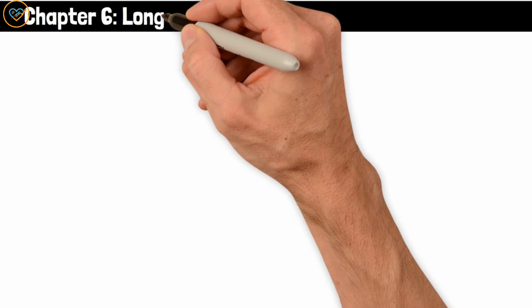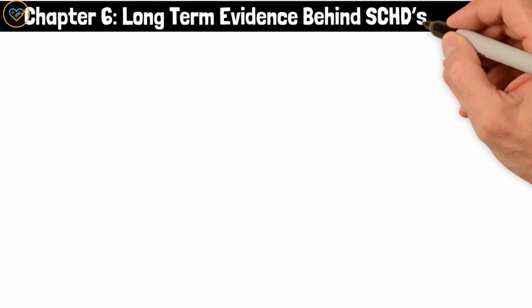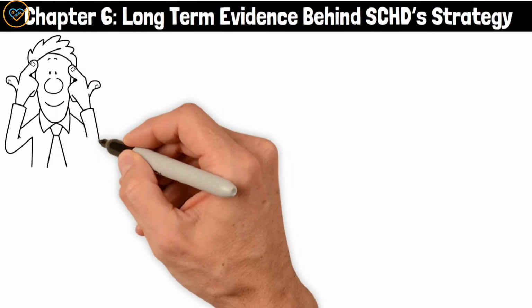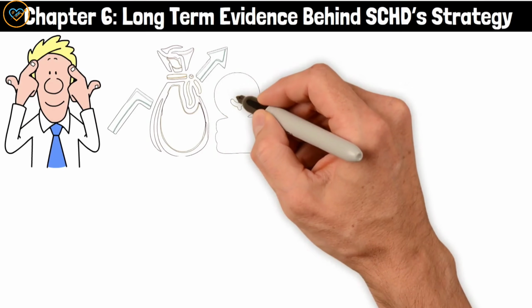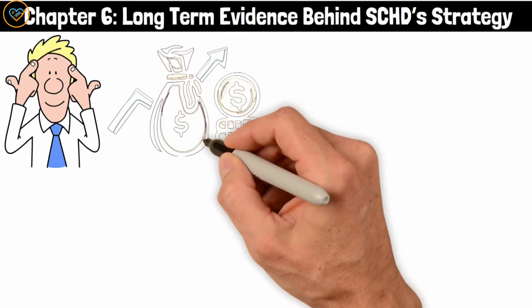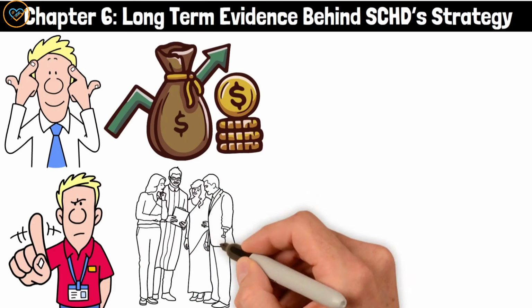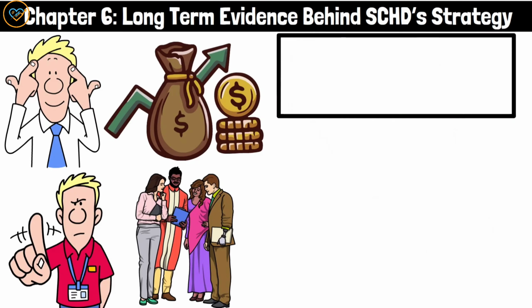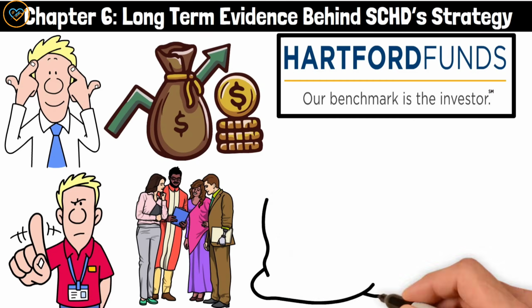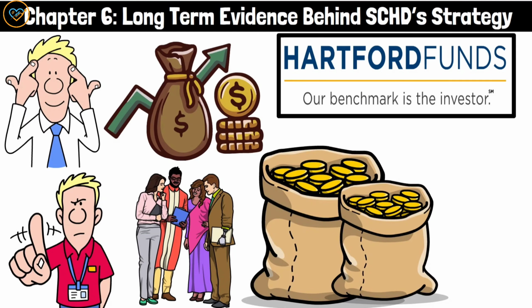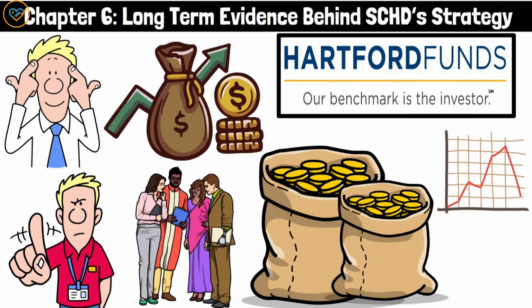Chapter 6. Long-term evidence behind SCHD strategy. To understand why this approach exists, we need history. Dividend growth has been studied for decades, not just by one firm, by many researchers. Hartford Funds analyzed long-term market data. They found that companies growing dividends delivered strong returns. Volatility was lower as well.